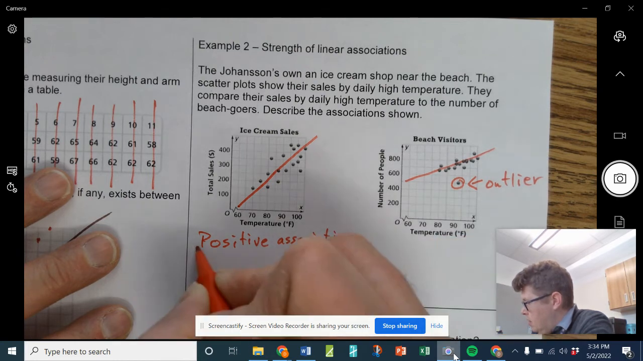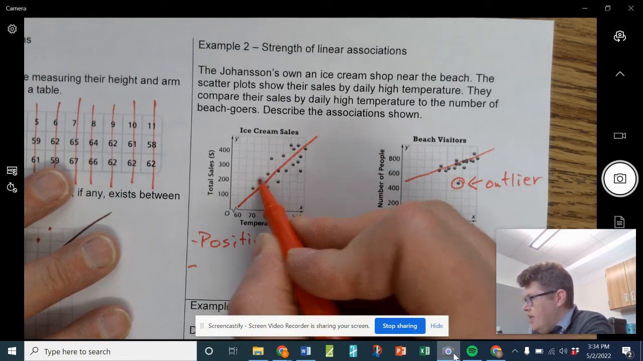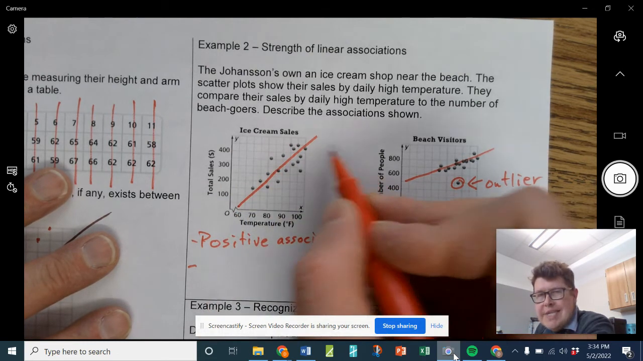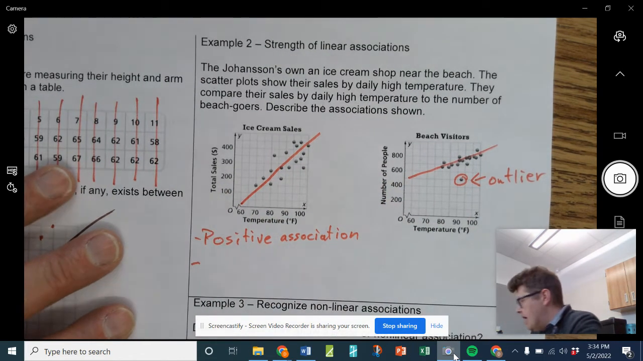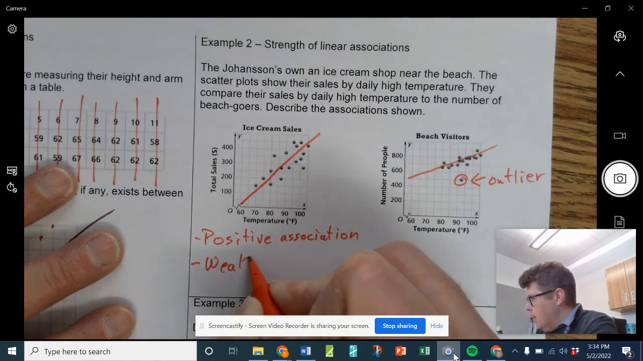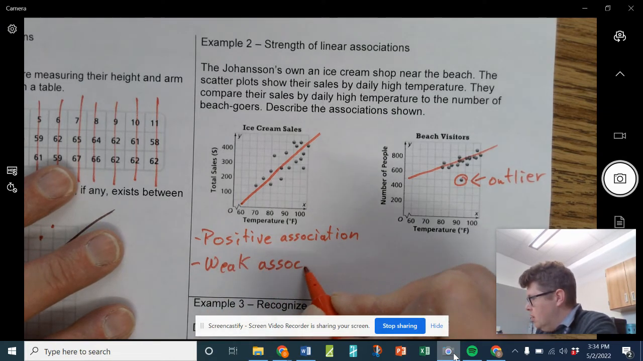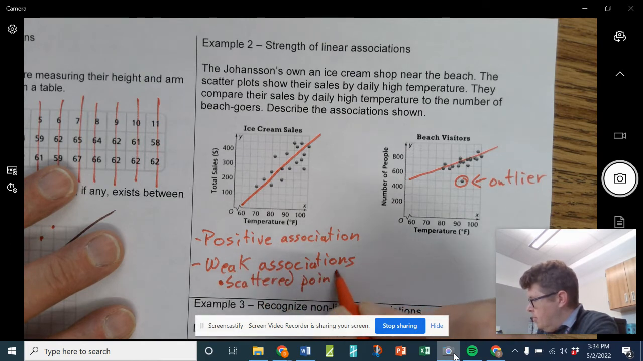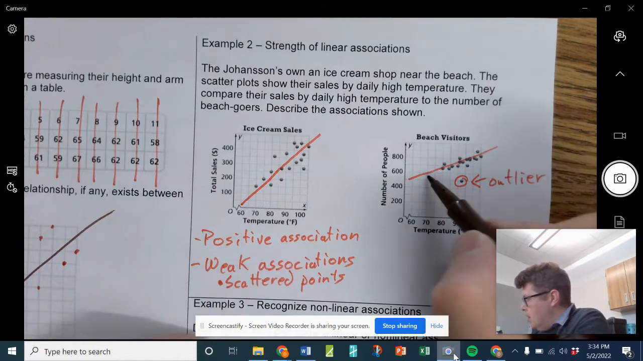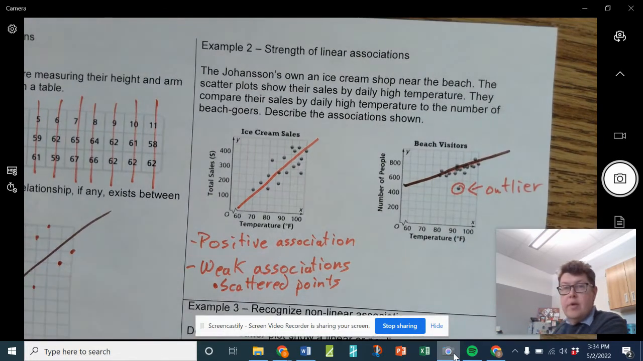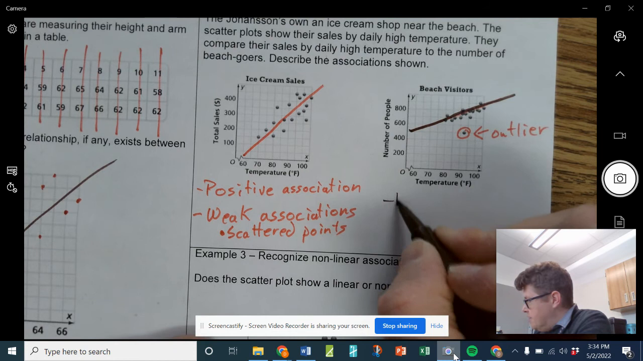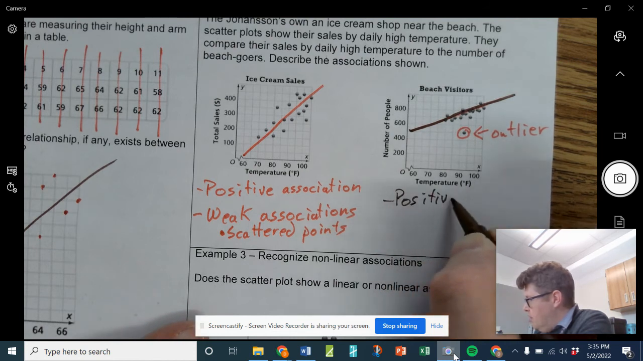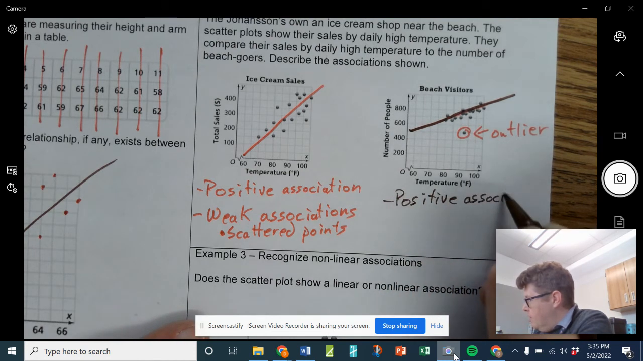Okay. Right? But your points are more scattered around. So we would want to say that this is a weak association. Okay. So when your points are scattered, right? So we'll say scattered points. Okay, and I'm going to use a different color for the other one. I'm going to use brown, right? And we can say for beach visitors, it's still a positive association, right? It's a general upward trend for that.